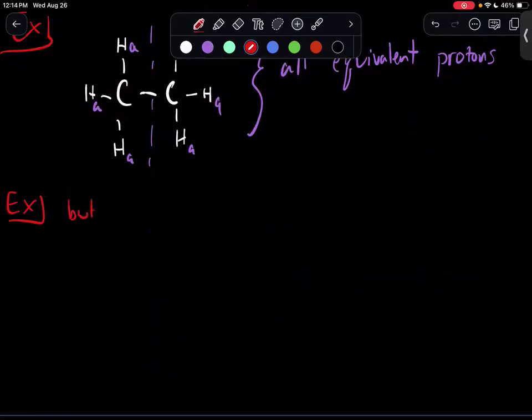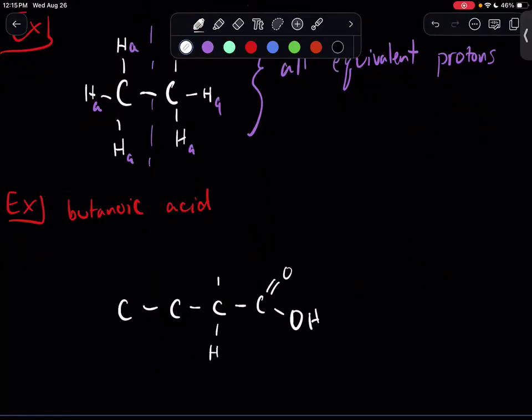Let's try one that's just a little bit harder. Let's look at butanoic acid. So with butanoic acid, we have a 4-carbon chain. It's a carboxylic acid, so it ends in COOH. And here it is. So pause, take a moment, and try and see how many different peaks or different chemical environments you have, and I will come back in 3, 2, 1.